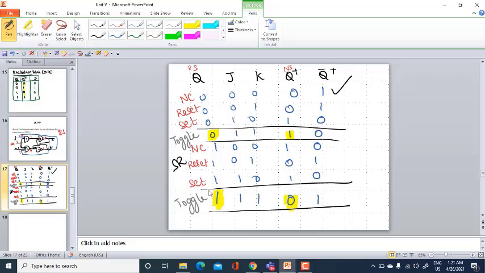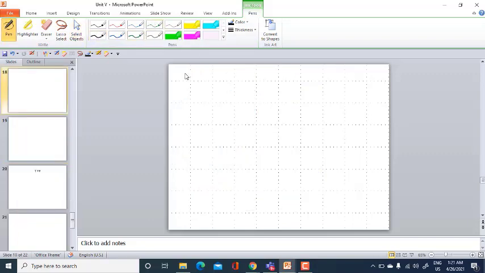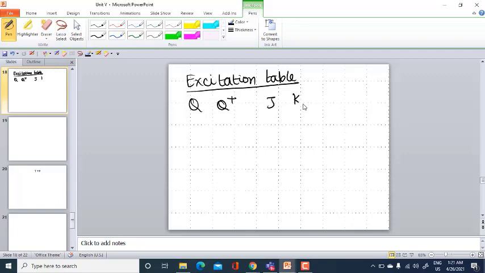Focus on your SR flip-flop. If you are familiar with your SR flip-flop, all the other flip-flops will be easy. So, the excitation table. Let me go ahead with the excitation table. The Q plus excitation table is between the present state, next state, and your inputs J and K. So 0, 0, 0, 1, 1, 0, 1, 1.